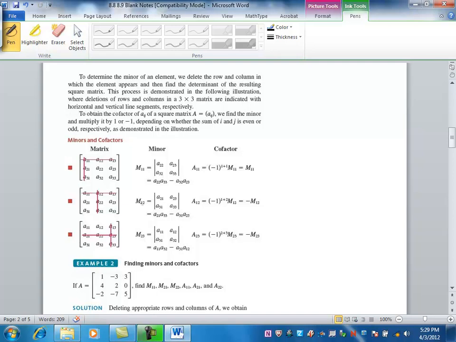Here we have the minor of row 1, column 2. Row 1, column 2 is crossed out. We consider the determinant of a21, a23, a31, a33. There's my determinant. And then the cofactor, we take -1, it's always -1, guys, to the row 1, column 2 power. We add those.